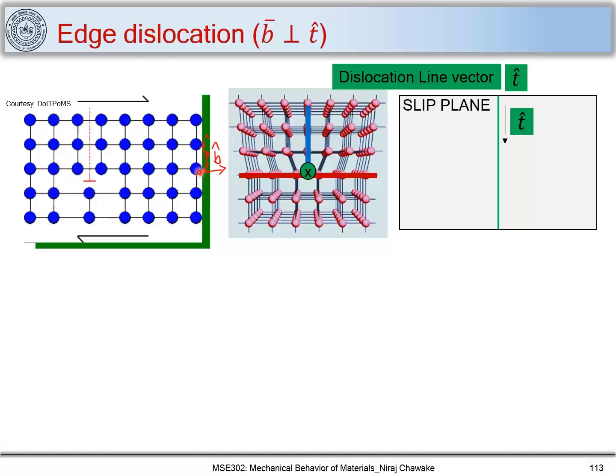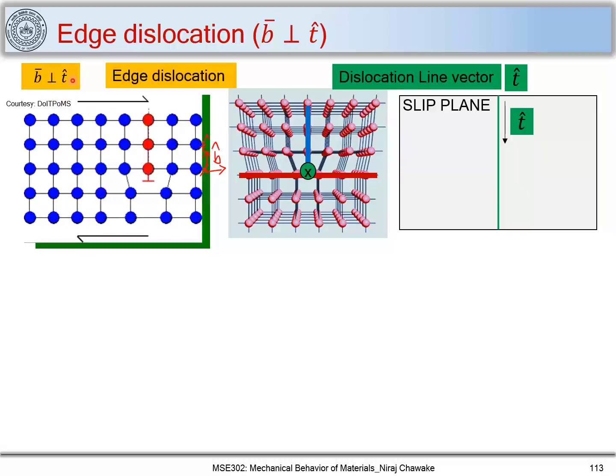So let me mark the Burgers vector here, where the Burgers vector is perpendicular to the dislocation line, and this we call an edge dislocation. So this kind of defect is called an edge dislocation, where the Burgers vector is perpendicular to the dislocation line vector. This is the definition of an edge dislocation.